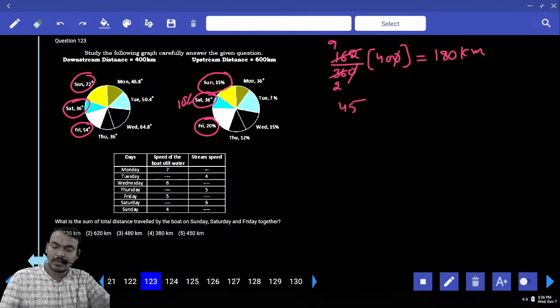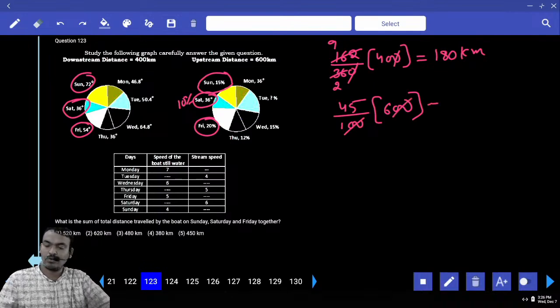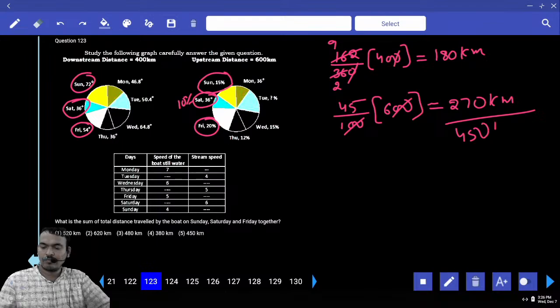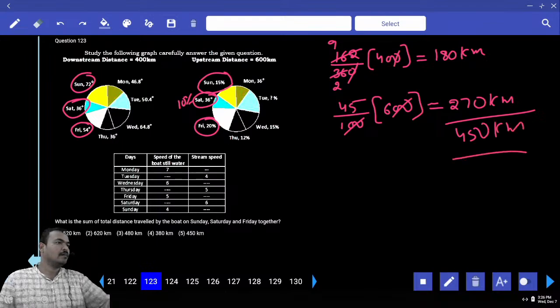Then we take 45 by 100 into which value? 600, or not? 2 zeros cancel, or not? 45 times 6 how much? 270, or not? Both are added, we get the total distance, or not? How many kilometers? 450, or not? In the first diagram degrees are given, that's why we divide by 360. But in the second diagram percentages are given, then divide by 100, or not?